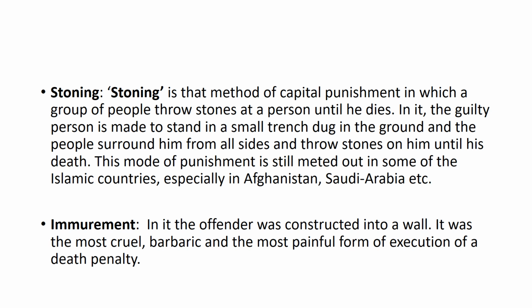Second kind of capital punishment is impalement. In it, the offender was constructed into a wall. It was the most cruel, barbaric, and the most painful form of execution of a death penalty.